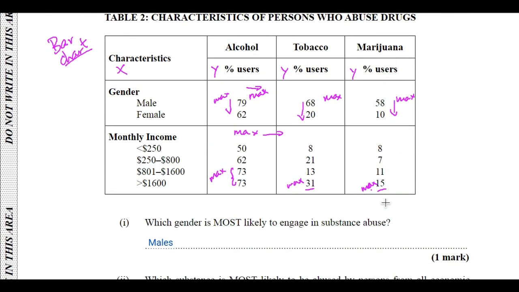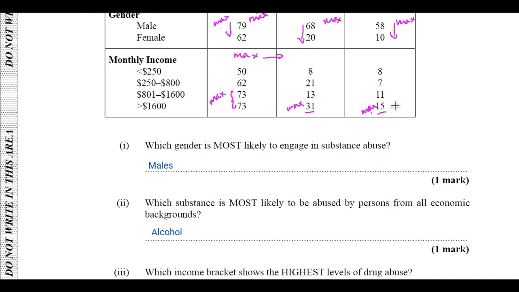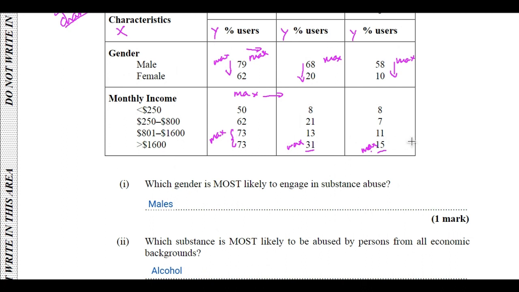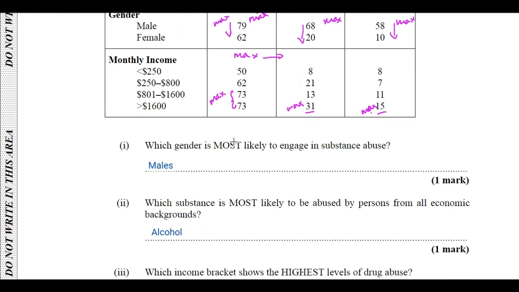Which gender is most likely to engage in substance abuse? Well, we can see there, right? Males. They were the maximum for all three drugs. Which substance is most likely to be abused by persons from all economic backgrounds? Well, as we can see, alcohol was the maximum for all three and for all incomes. So, therefore, alcohol is the answer.